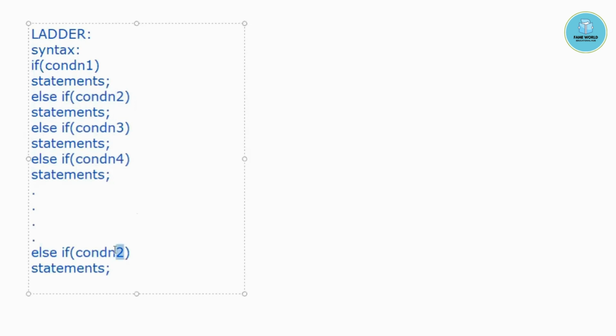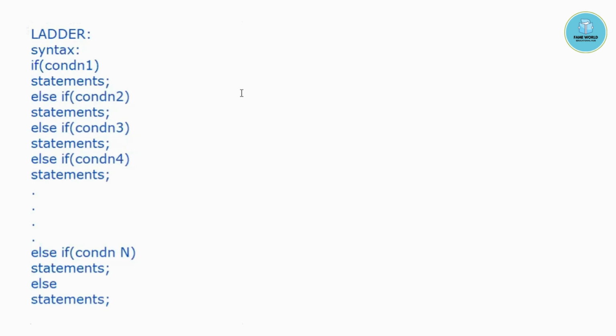Suppose this is condition n, and if this one is correct, it will execute the statements associated with this particular else if condition. If all the conditions from the if till n number of conditions are false, then it will go to the else portion, and it will execute the statements associated with else. So this way the if else ladder works. This is the syntax for if else ladder.